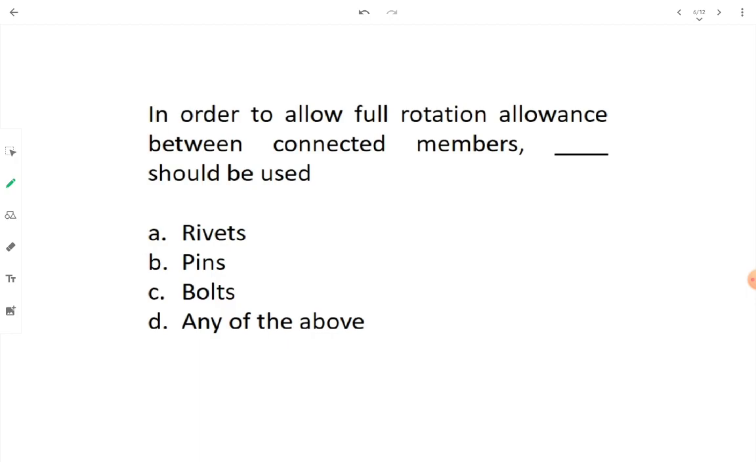Then, in order to allow full rotation between connected members, blank should be used. Can we use rivet? Yes, it is a kind of hinge or pin connection. Pin is also a hinge or pin connection. Bolt also allows rotation of connected member. Therefore, we should go with any of the above. We can have any of the above kinds of connections so as to allow rotation between connected members.